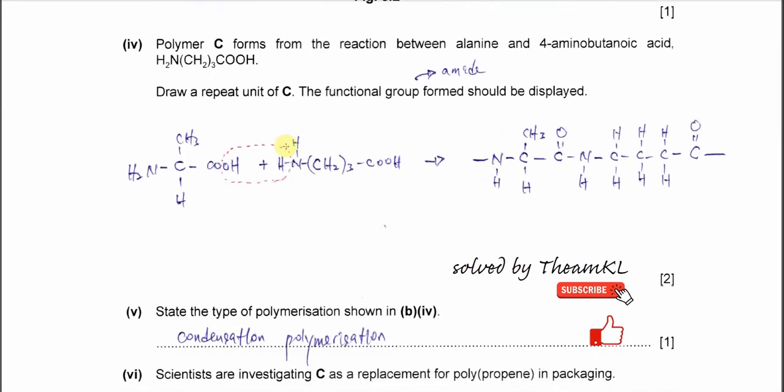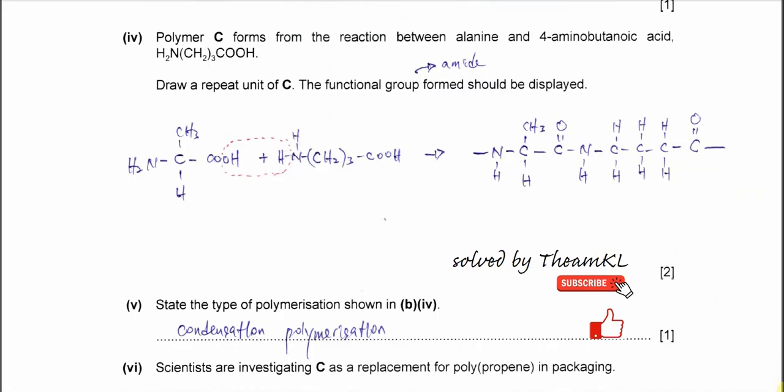Okay, now part 4. Polymer C forms from the reaction between the alanine with 4-aminobutanoic acid. So this one. Draw a repeat unit of C, the functional group, which is the amide, and this amide should be displayed. So first, you need to arrange the structure. Of course, you need not do this part, you need to give this structure only, but it will be helpful when you do this.